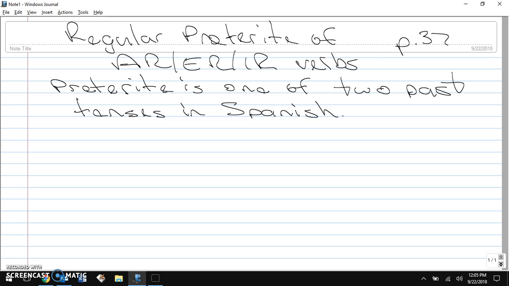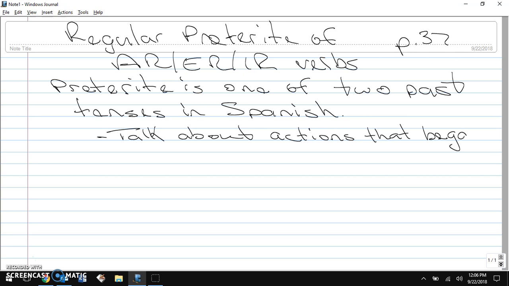Okay, let's talk about some of the uses. So uses of the preterite are they talk about actions that began and ended in the past.